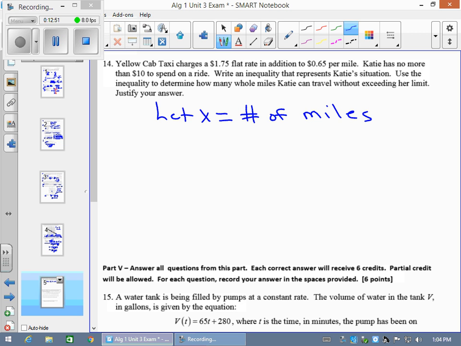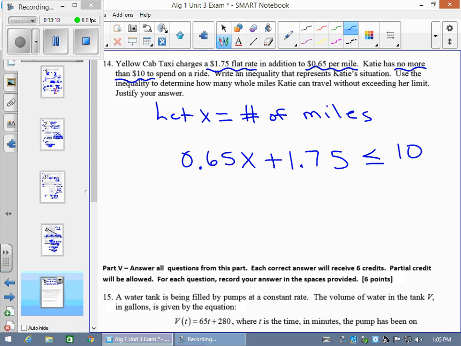Now we know they charge $1.75 flat rate and 65 cents per mile. So if they're charging 65 cents per mile, I have 0.65 times x plus a flat rate of $1.75. Now Katie has no more than $10 to spend. So no more than would be less than or equal to $10. Now you had to use this inequality to solve.